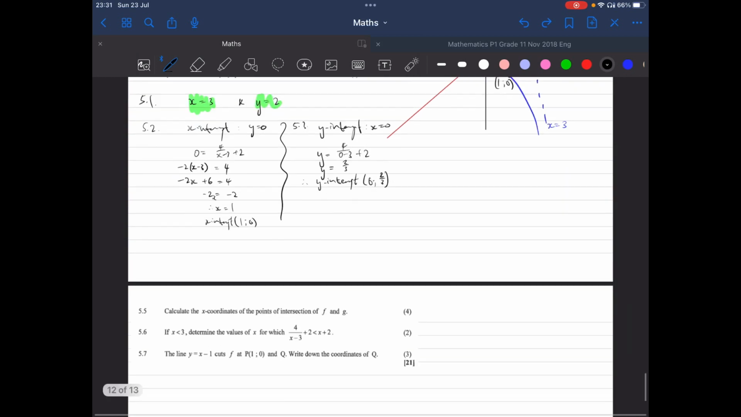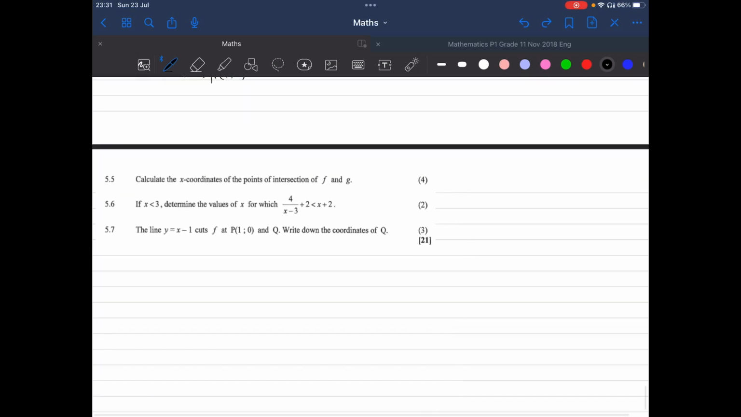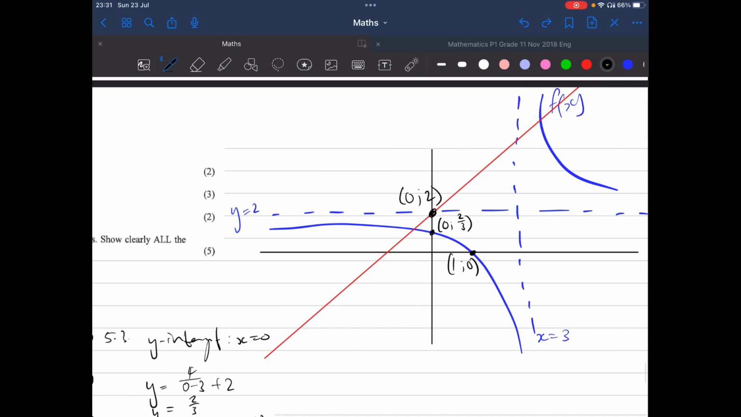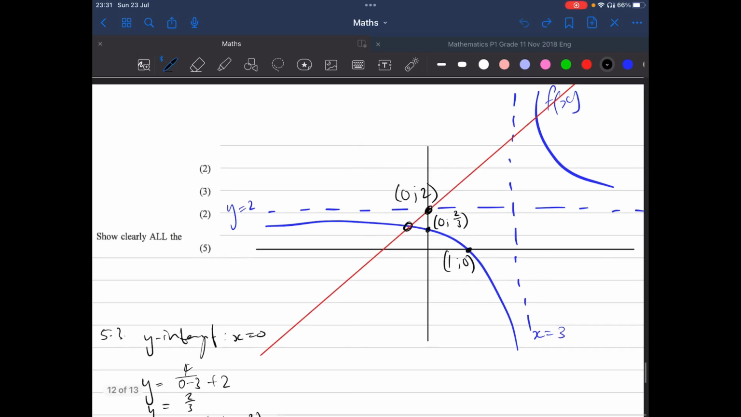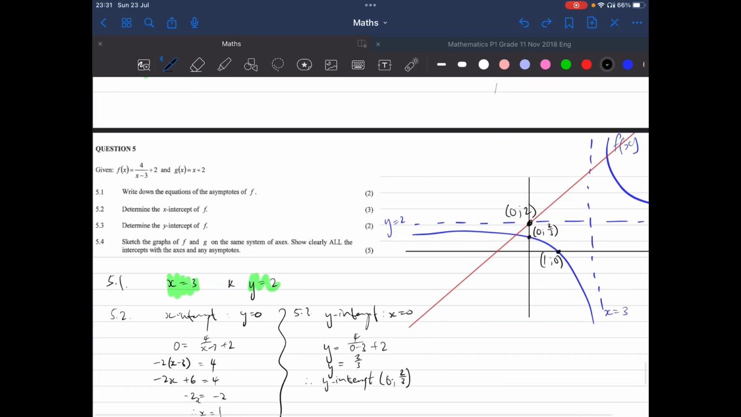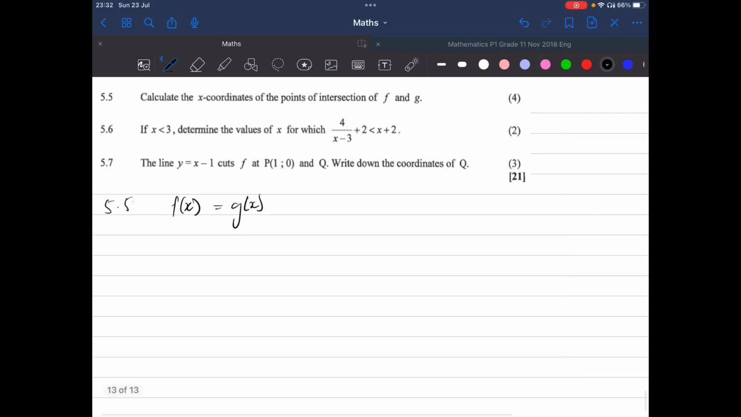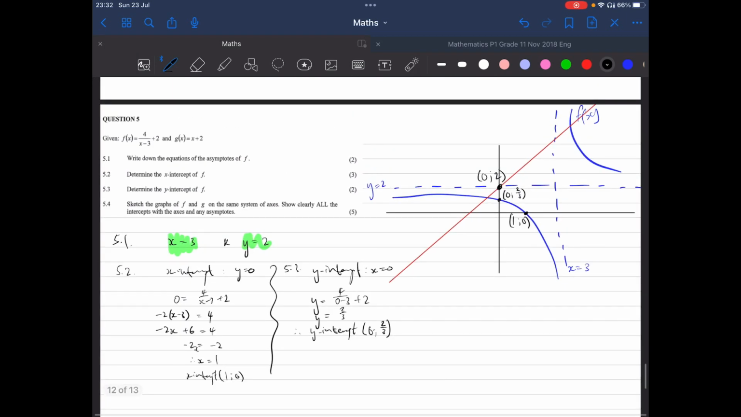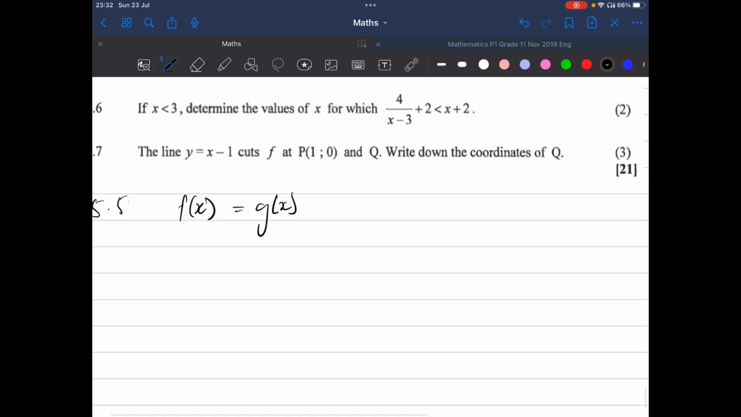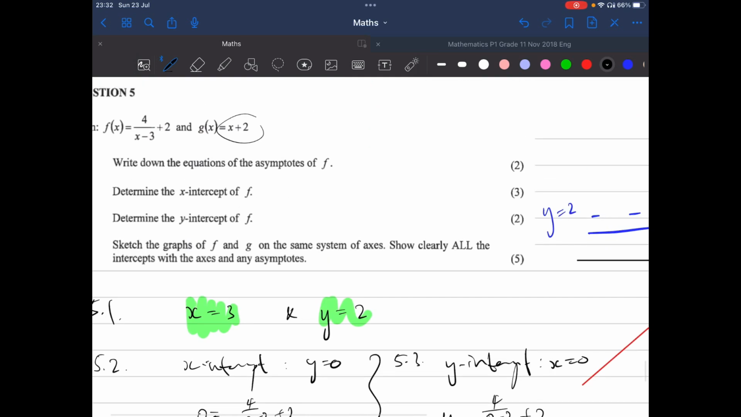Let's now look at the next question. 5.5. Calculate the x coordinates of the points of intersection of f and g. You can see we have 2 points of intersection, so let's find what those x values are. The way to do that is just to take f of x and equate it to g of x. So 5.5, f of x equals g of x, so we have 4 over x minus 3, plus 2, equals x plus 2.